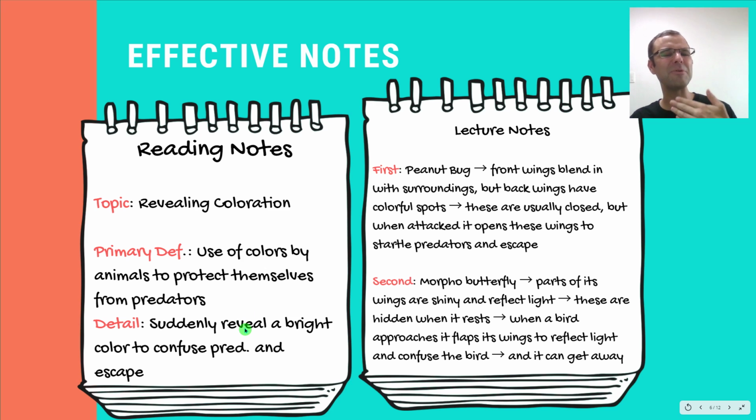Next, I took a note about the extra details given in the reading, and these are usually in the second half of the reading part. The detail in this case is that they suddenly reveal a bright color to confuse predators and escape. Now that's about all I need in terms of reading notes.